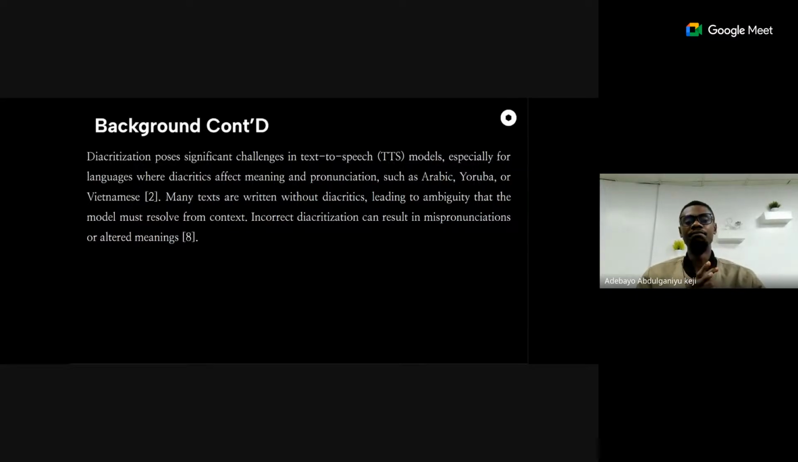Okay, so diacritization poses significant challenges in text-to-speech models, especially for languages where diacritics affect meaning and pronunciation. So we'll be giving examples of languages like Arabic, Yoruba, and Vietnamese. So many texts are written without diacritics, leading to ambiguity. So I think even without diacritics, it is expected that before you can successfully communicate between persons, one must try to avoid ambiguity as much as possible.